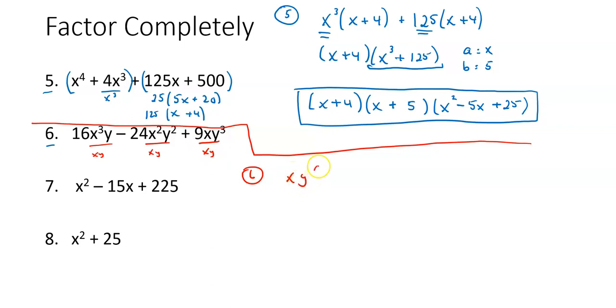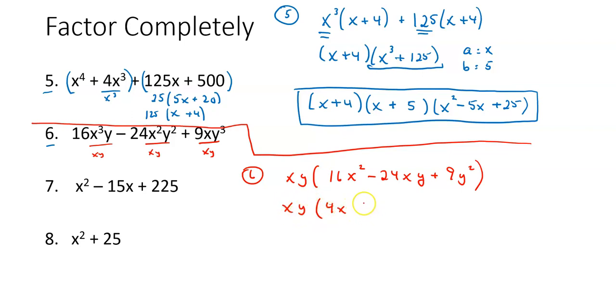So pull out my xy, and I'm left with 16x squared, because the y's go away. 24, if an x and a y drop out of each one, I get just an xy. And then the last one is 9y squared. All right, when I look at this one, I got a 16x squared and a 9y squared on the outside. That looks to me like a perfect square trinomial. So let's try it.